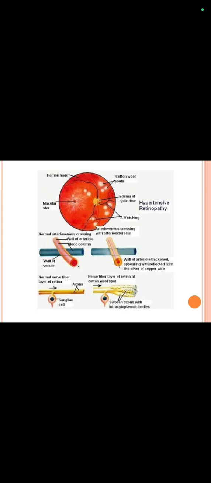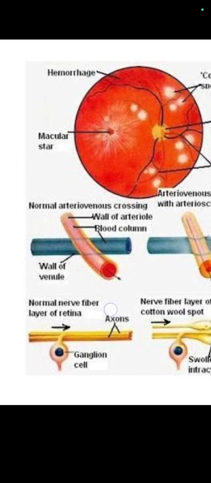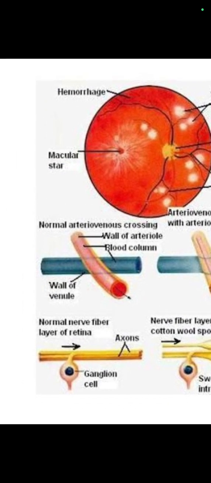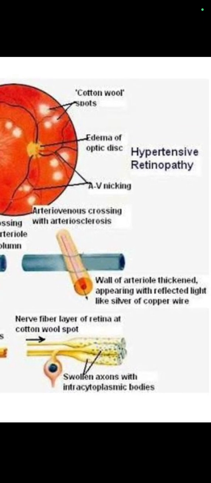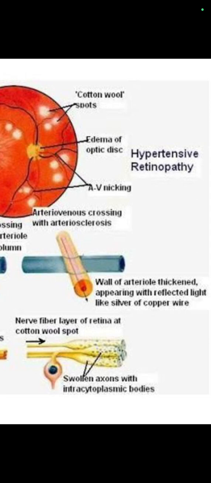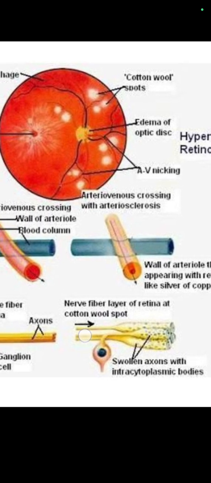So see this figure. What are the different changes in hypertensive retinopathy? First of all, we will see the arteriovenous changes. You can see the wall of the venule and the wall of the arteriole, and you can see the blood column. This is a normal arteriovenous crossing. But whenever there is arteriosclerosis, what happens to the wall? The wall of the arteriole is thickened, and there appears a reflected light like silver or copper wire. Just like the reflection of silver or copper wire, the walls will also give a similar reflection, which is called silver wiring or copper wiring of the arterioles.